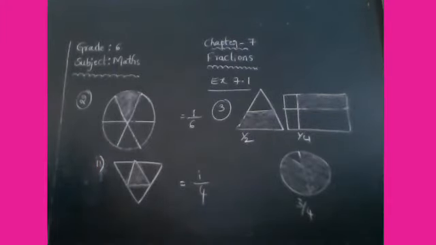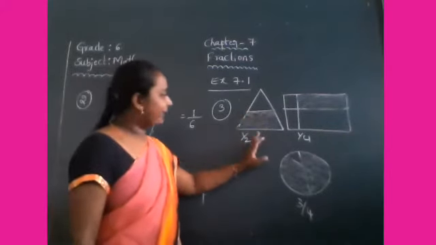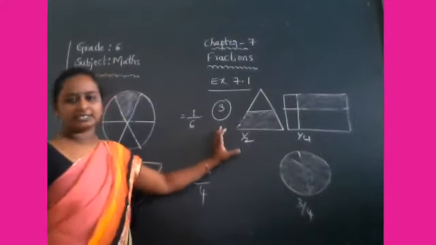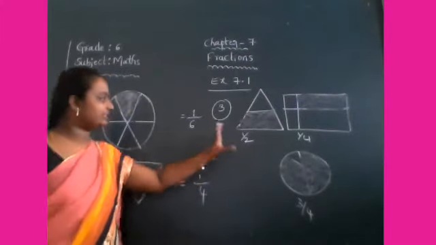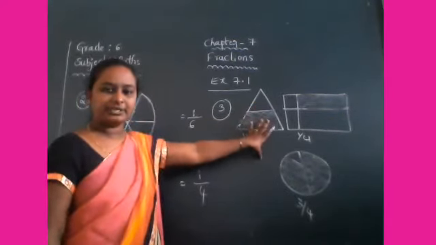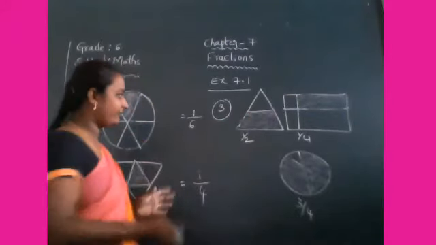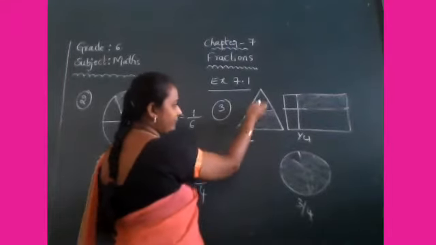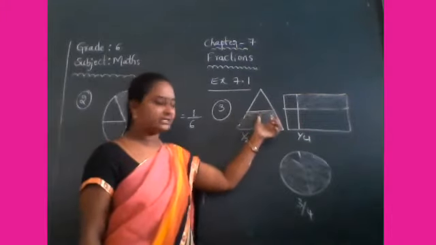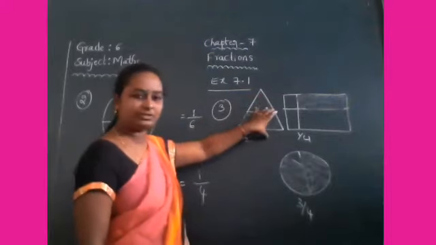Observe carefully, children. Tell me, this is 1 by 2. So what I said? Fraction is a part of a whole. So 1 by 2 means the figure is divided into two equal parts, half and half. So this is half and this is half. Both parts are divided equally, no? This one is very small compared to this one.